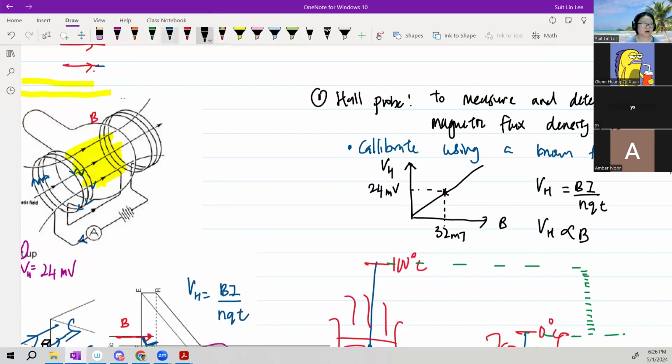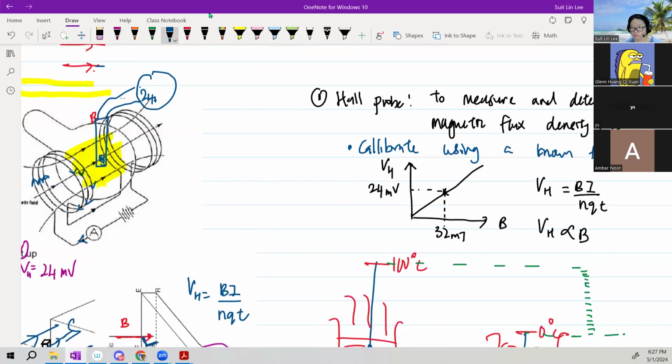Okay. And then now I take the same Hall probe and I stick it inside here. If I take the same Hall probe and stick it inside here, and I don't rotate the Hall probe, we'll talk about the rotation shortly, and I don't do anything to the Hall probe. And this Hall probe, the voltmeter reading is 24.